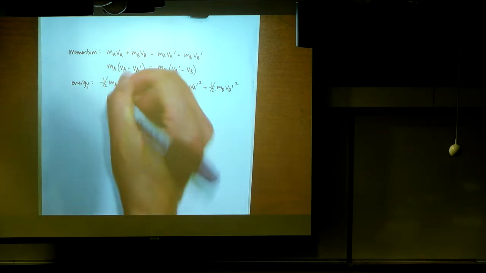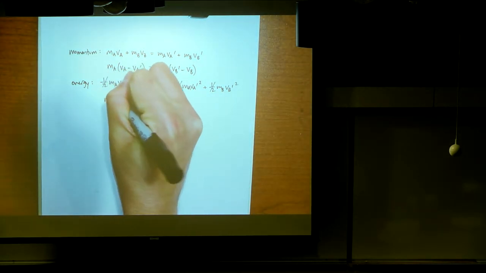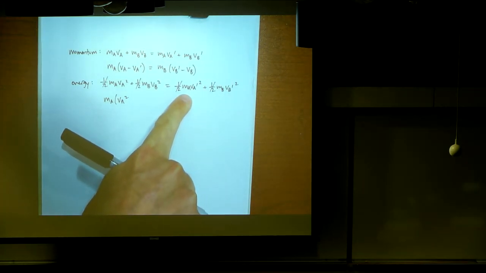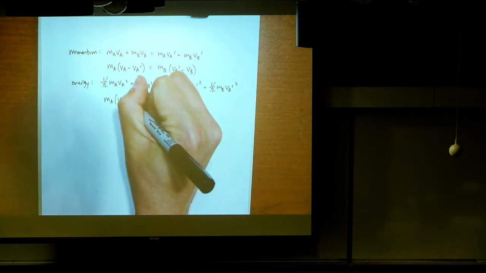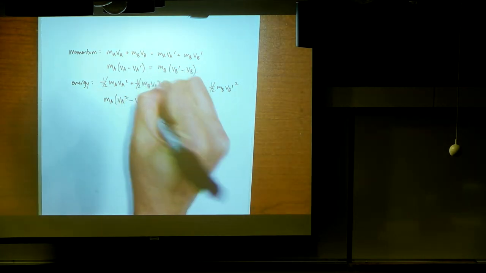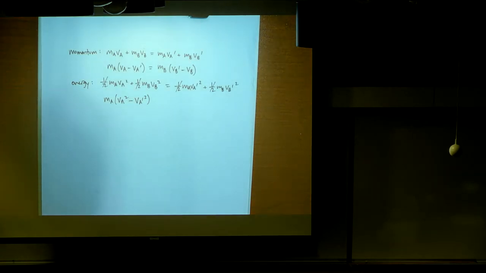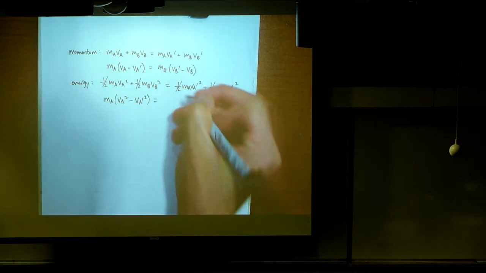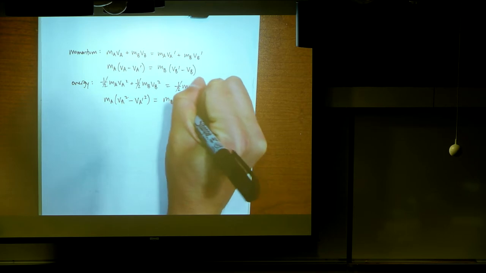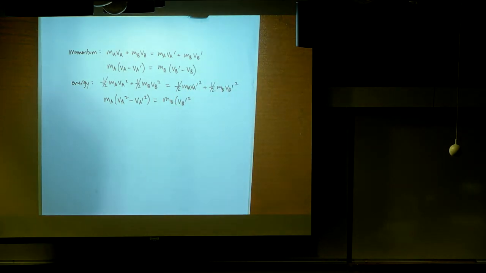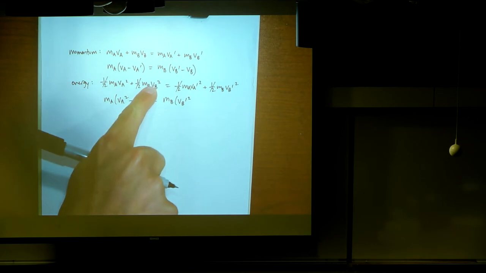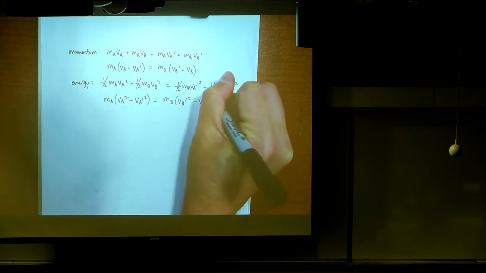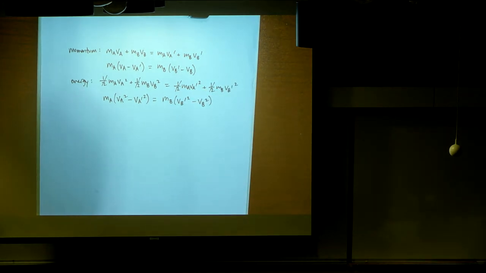So I have MA times VA squared already on the left side. But if I subtract off this, I'll have minus MA VA prime squared. So I'll have minus VA prime squared like this when I factor out the mass, okay? On the other side, again, I'm trying to put all the B stuff on the right side. So I'm going to have MB times VB prime squared, which is already right there. And then if I subtract off this term, which is MB VB squared, this is what I get. Okay? So you with me so far?